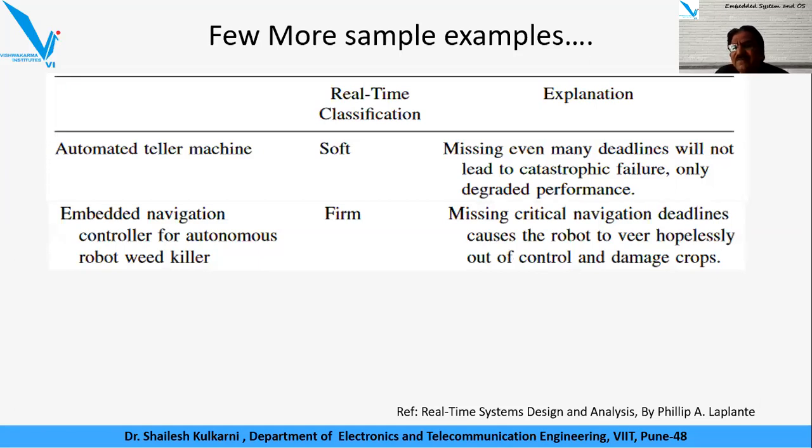Okay, so that is referred to as a firm real-time system, where missing critical navigation deadlines would cause the robot to veer hopelessly out of control and damage the crops. This is what is referred to as firm, where some guidelines are there for the hard, and some are there for the soft.